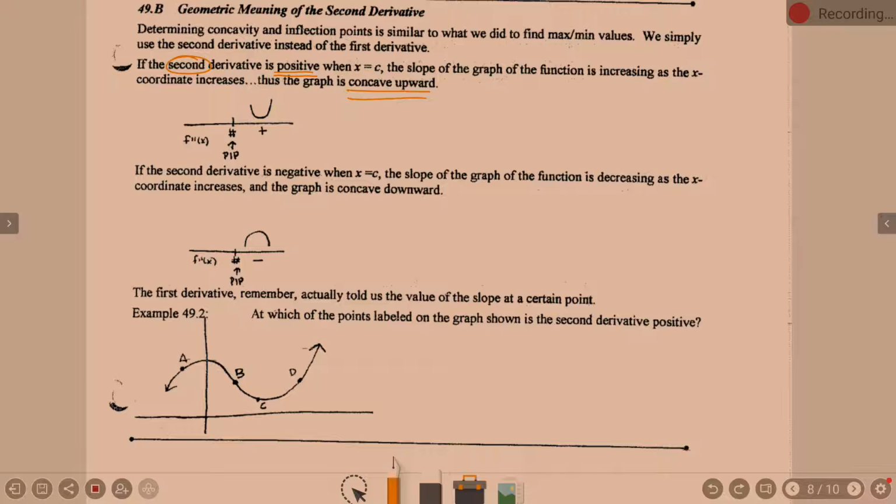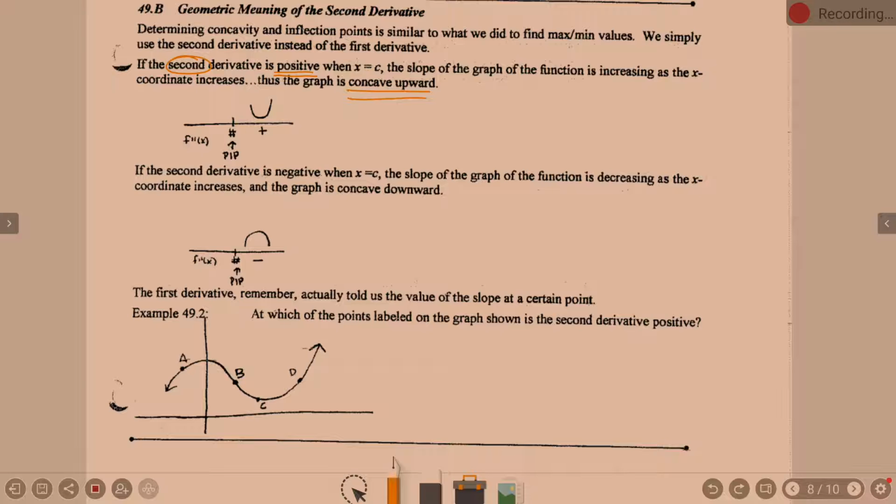Reread that and catch what it says, because this is the difficult part to understand, in my view. The slope of the graph is increasing. When we do the first derivative and talk about whether a graph is increasing or decreasing, we're just looking at whether the slope is positive or negative. Now we're looking at whether the slope is increasing or decreasing. So the slope of the function is increasing as the x-coordinate increases. If you have your inflection point here as your critical point, so to speak, and to one side it is a positive second derivative, that indicates concave up.